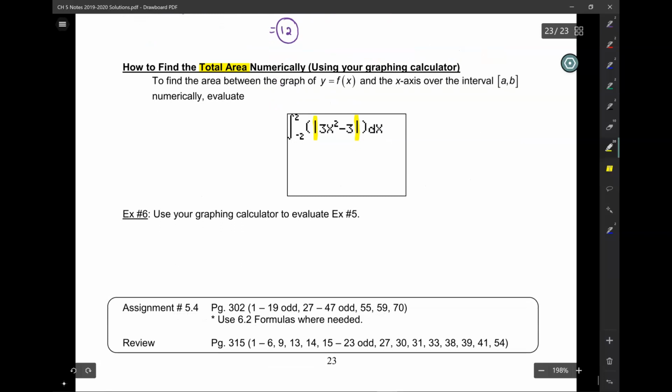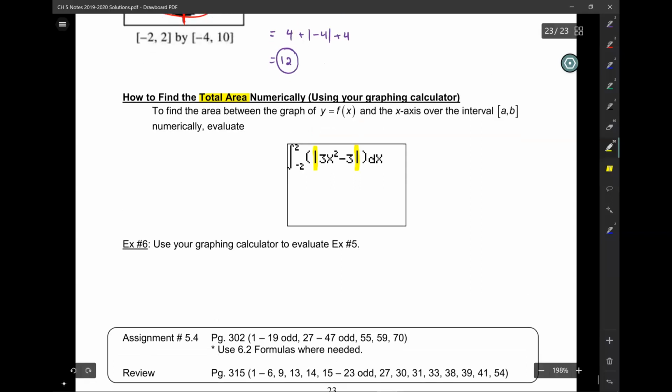So, go ahead and plug this in. I want to see everybody plug this into their calculators.